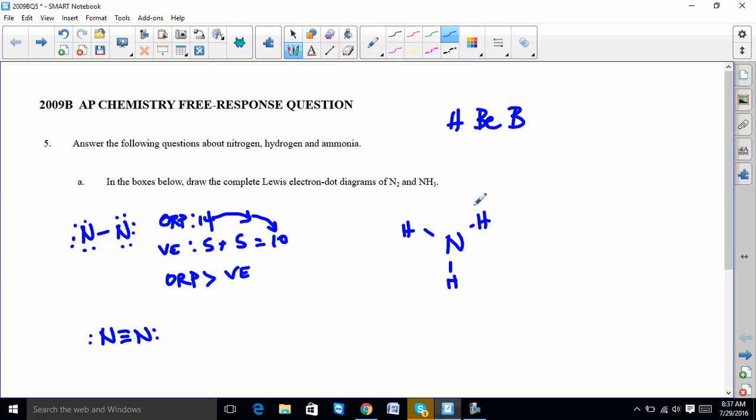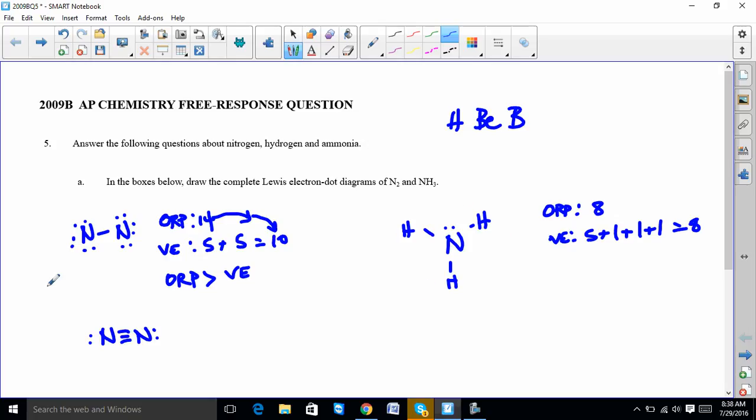Hydrogen has 2, we don't add any. Hydrogen has 2, we don't add any. Hydrogen has 2, we don't add any. Nitrogen has 2, 4, 6, we have to add 2. And when I count, ORP is 2, 4, 6, 8. So valence electrons is 8. Sorry, ORP is 8. Valence electrons is 5 plus 1 plus 1 plus 1, which is also 8.